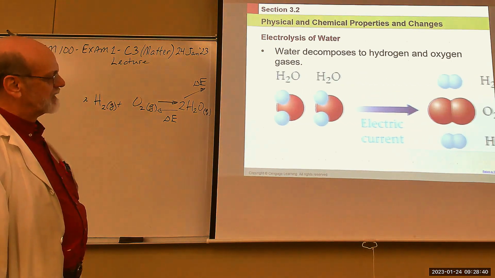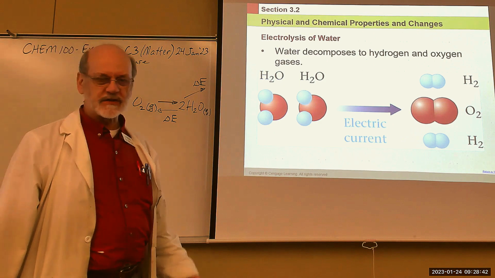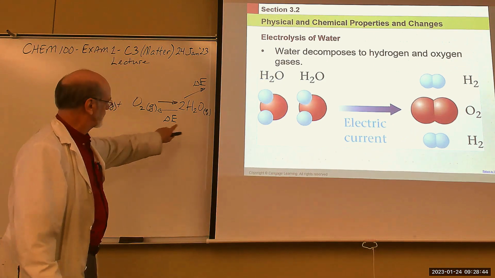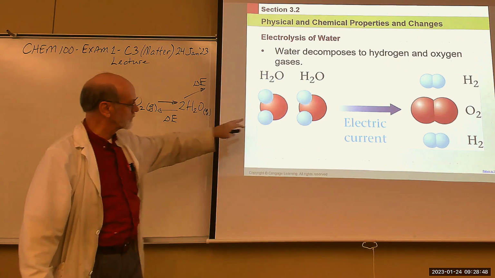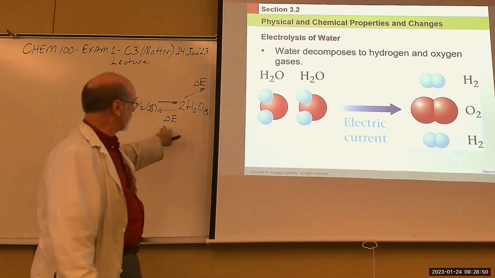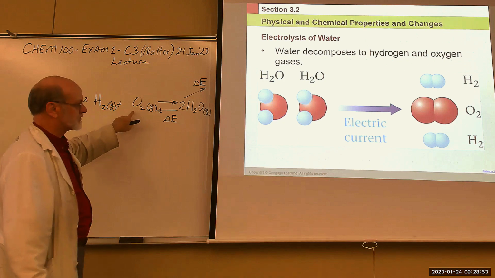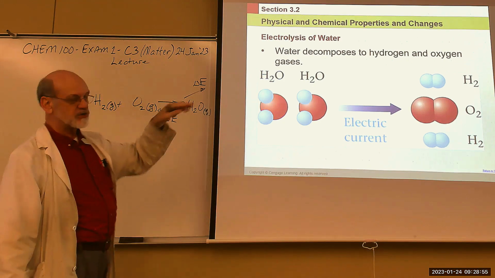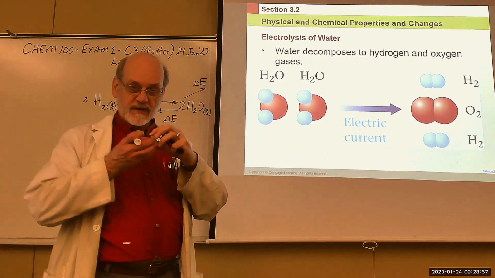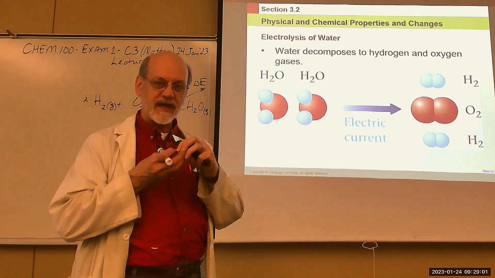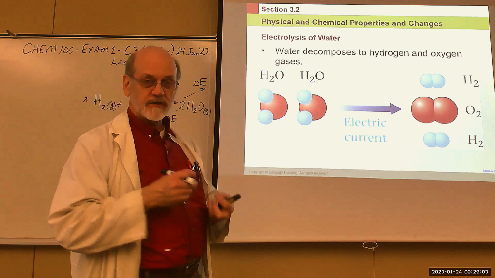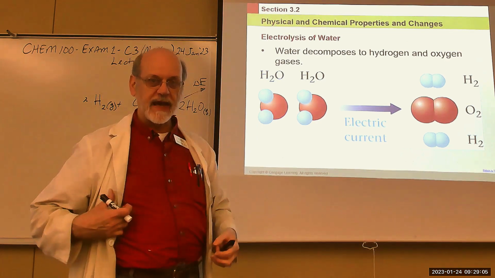Okay, so this is an artist's representation of this reaction in reverse. Here we have the two water molecules, and we put energy into them, and it splits them into one oxygen and two hydrogens, where a hydrogen molecule will have two hydrogen atoms together, and the oxygen molecule will have two oxygen atoms together.